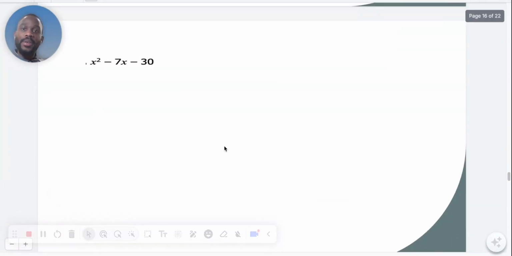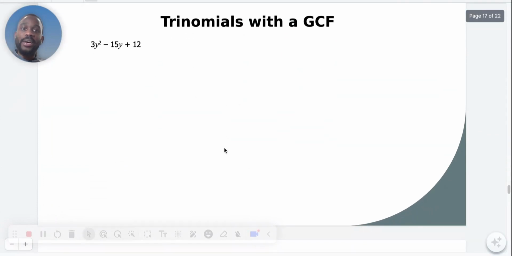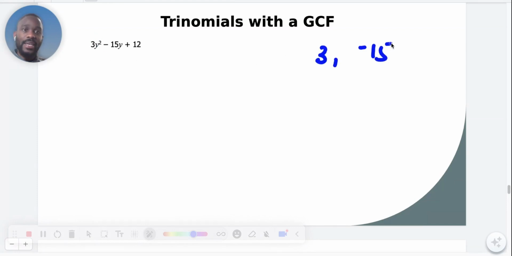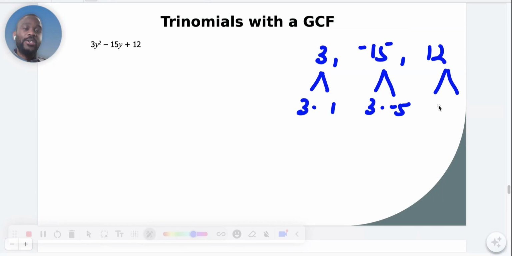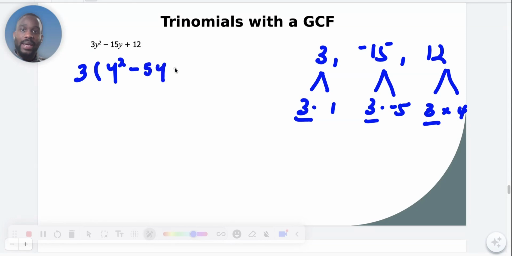Sometimes you might be given a trinomial with a greatest common factor. What that means is, if you look at the coefficients, sometimes you need to factor out the coefficients. Here, looking at 3, negative 15, and 12, you can break the 3 into 3 times 1, the 15 into 3 times negative 5, and the 12 into 3 times 4. So 3 is common. Factor out the 3, and you'll be left with y squared minus 5y plus 4.